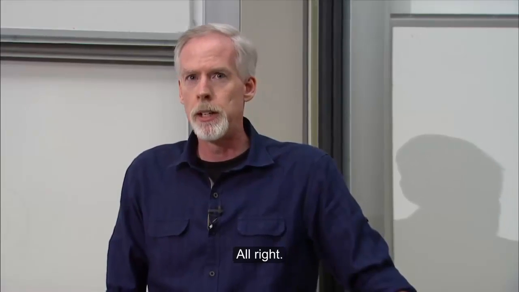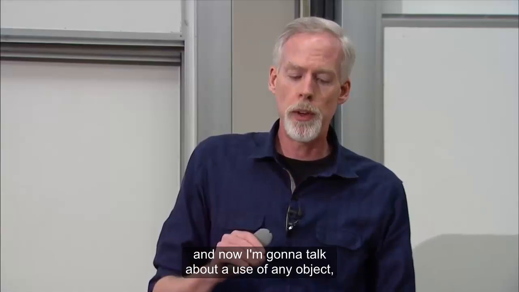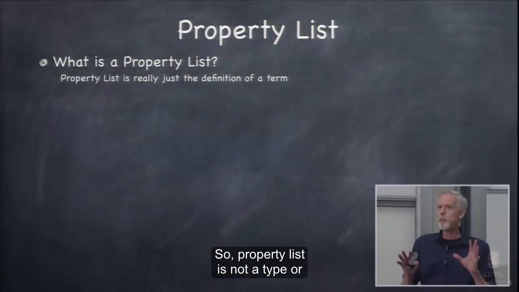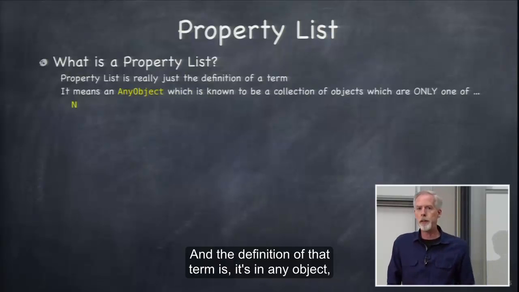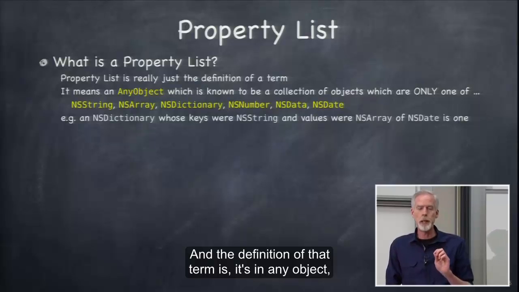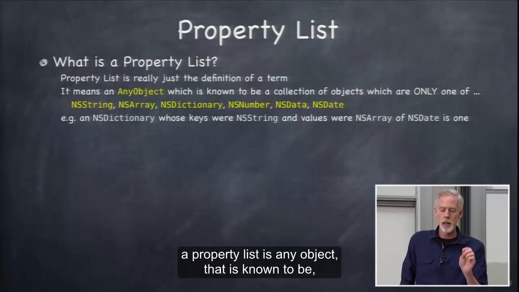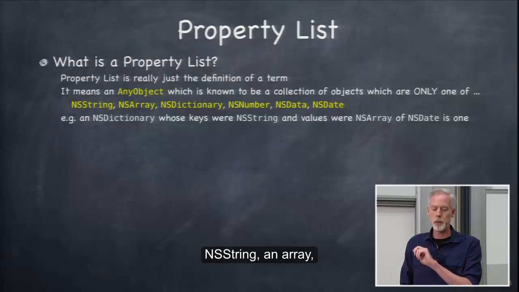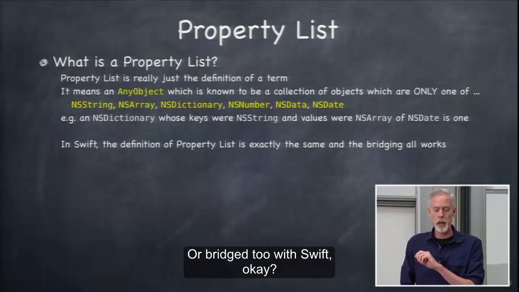All right. So we talked about AnyObject last time, and I'm going to talk about a use of AnyObject, which is called property list. So property list is not a type or anything like that. It's just a term that we use, and the definition of that term is it's an AnyObject. A property list is any object that is known to be, behind the scenes, one of those 6 classes: NSString, array, dictionary, number, data, and date, or bridged to with Swift, okay?